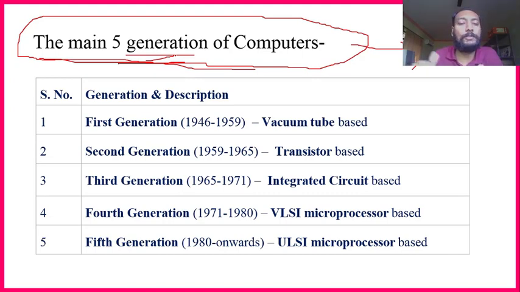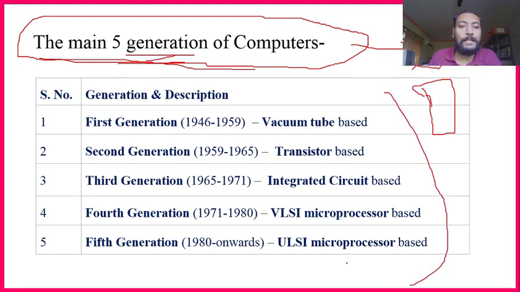For example, you use your mobile. Today you have one version, and after 6 months another version will come. Again you need to update your software or application. It is continuously changing. So here, 5 generations of computers are explained, and in each generation they developed and changed. You need to know that.